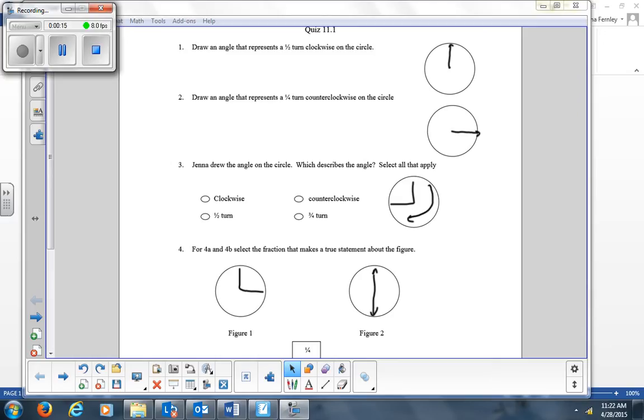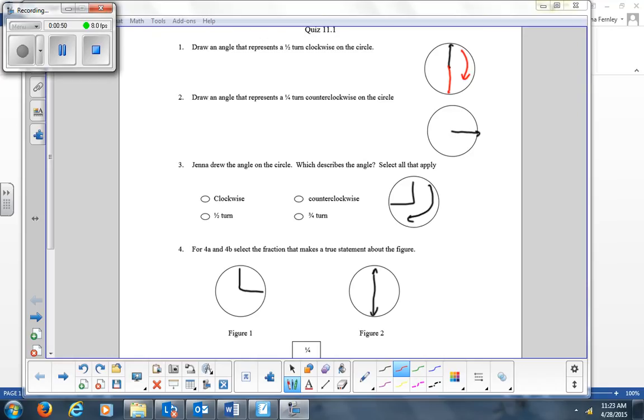Okay. All right, number 1 says, draw an angle that represents a half turn clockwise on the circle. Okay, a half turn. So which way am I going to go on the circle right here, Bailey? To my right or to my left? To your right. To my right. And then what number? If this was a clock, what number am I going to stop at? 6. Good. That would be a half turn.